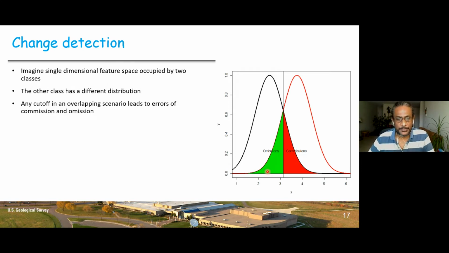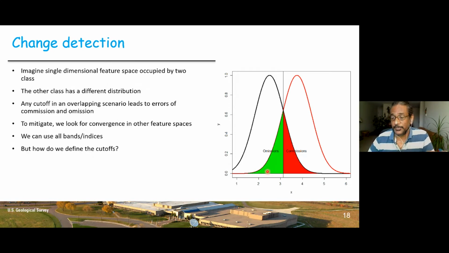So how do we avoid this? Well, we look for convergence in other feature spaces. Like, as I showed you before, the NIR will change, and so does the red channel. So if you use multiple feature spaces, maybe we are slightly better off. And why just use multiple bands? In spectral observation, we can also use what are called indices. Indices are basically ratios of observations in different bands, and they do have a slight advantage. They are a little more immune to topographic effects, and a little more immune to atmospheric effects.